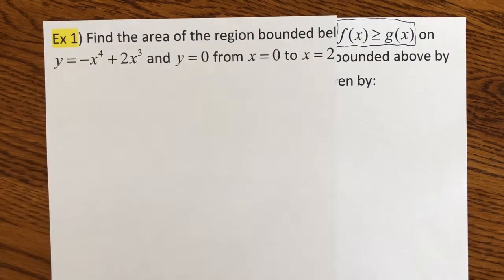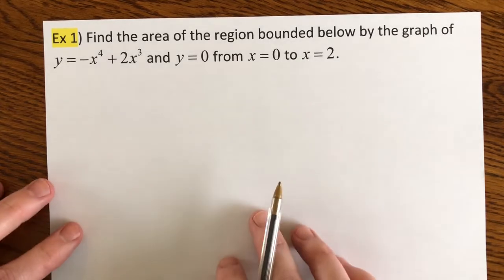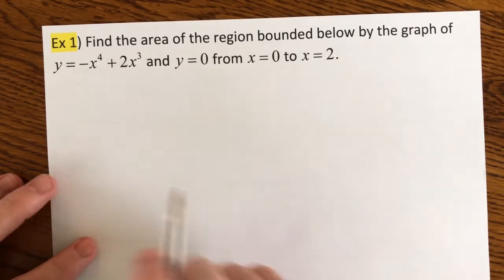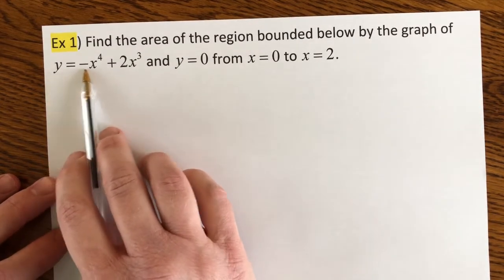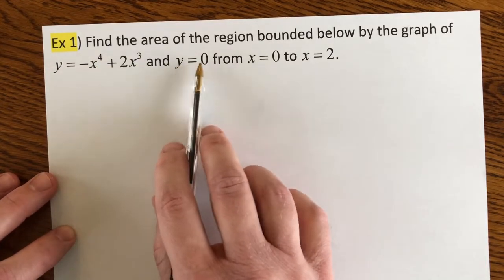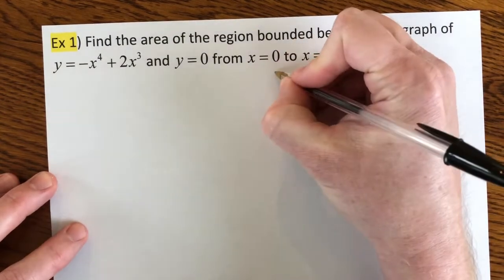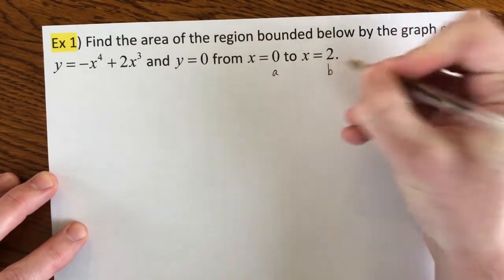Let's have some fun. Example number 1, we need to find the area of the region bounded below by the graph of this function, y equals negative x to the fourth plus 2x cubed, and this function, y equals 0, from x equaling 0 to x equaling 2. This is going to be our a value. This is going to be our b value.